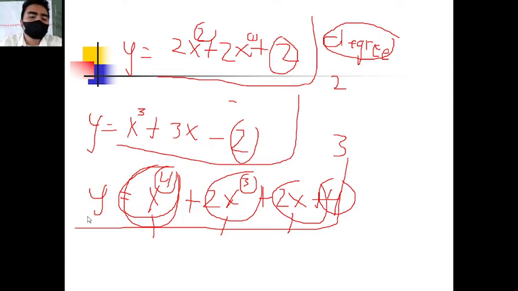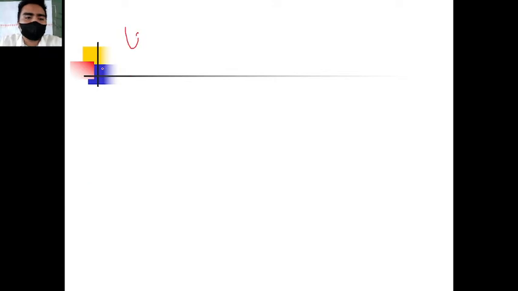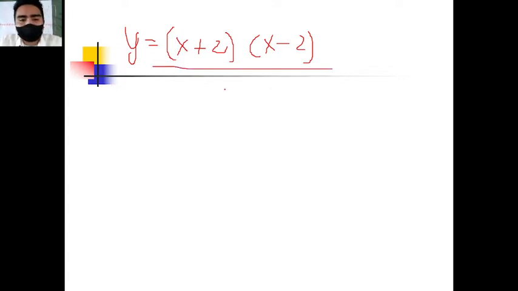How about this one? I'll be giving you a different example. What if your function would be x plus 2, x minus 2, and only this one. So in this case, what is your highest degree? In this function, what is your highest degree? Knowing that they are factors. What is the highest degree? Okay, the highest degree in here is 2.